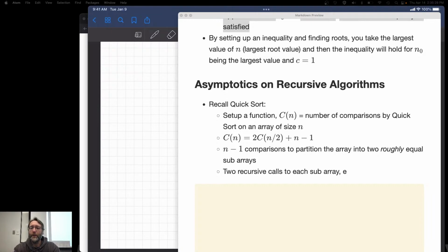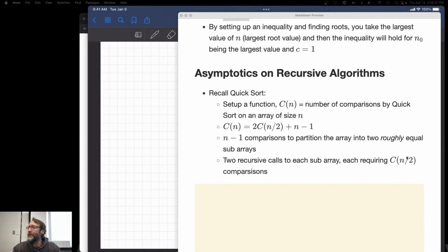Each requiring c sub n divided by 2 comparisons. Now, where did we get that? That was the very definition of c sub n: the number of comparisons by quicksort on an array of size n. If you cut it in half, that array is going to be size n divided by 2. So how many comparisons does quicksort make on an array of size n divided by 2? C sub n divided by 2. 2 recursive calls here because we went on the left side and the right side. So we came up with this expression right here.